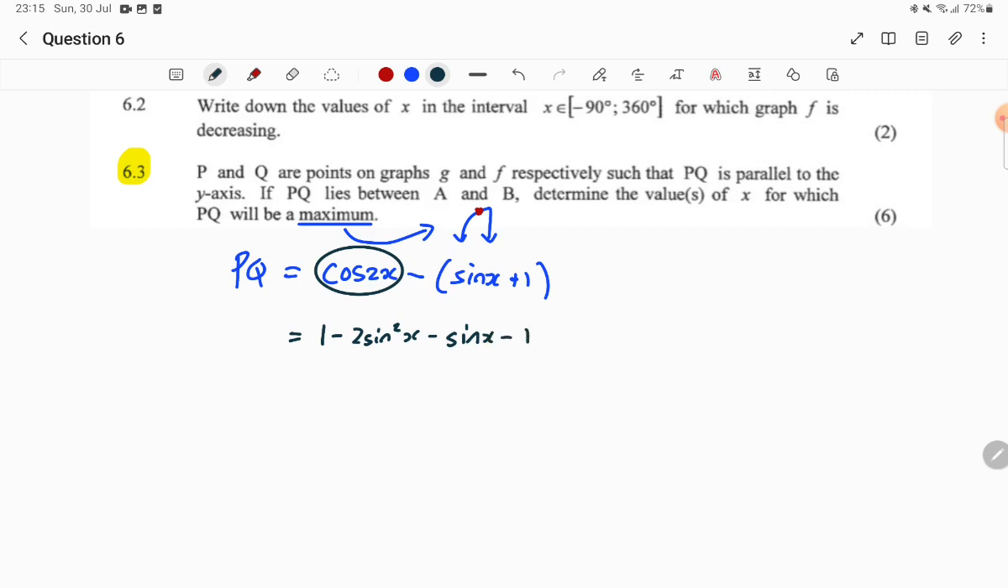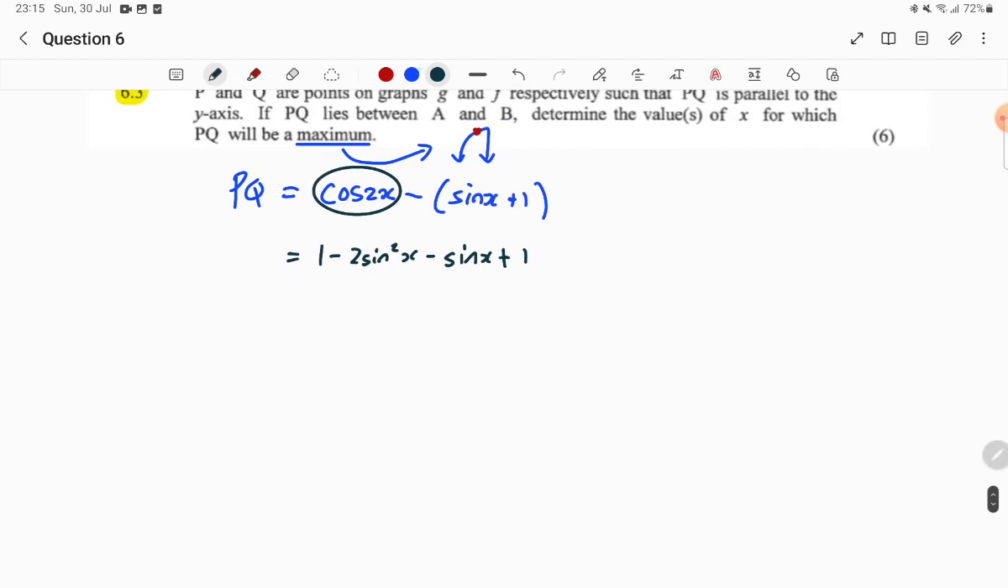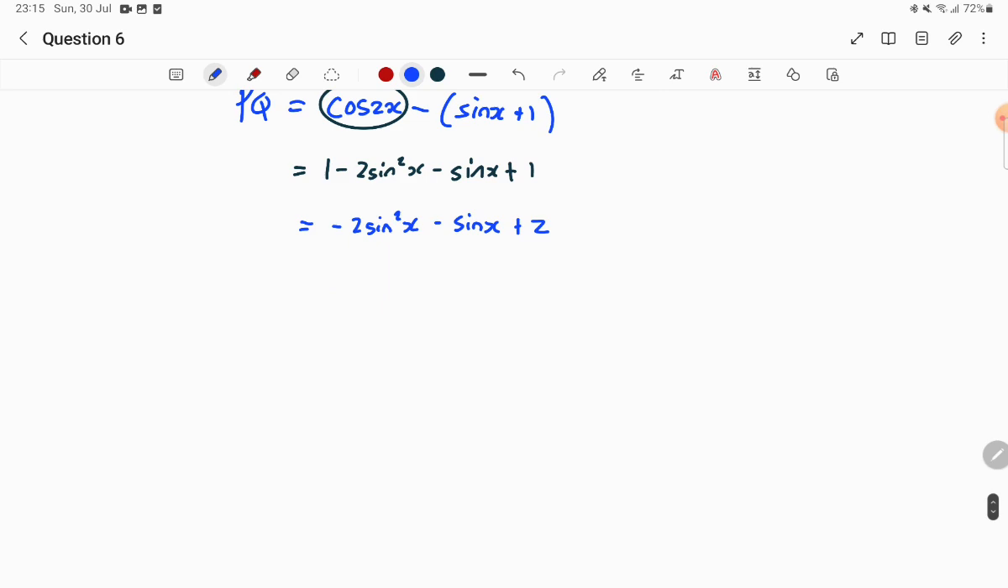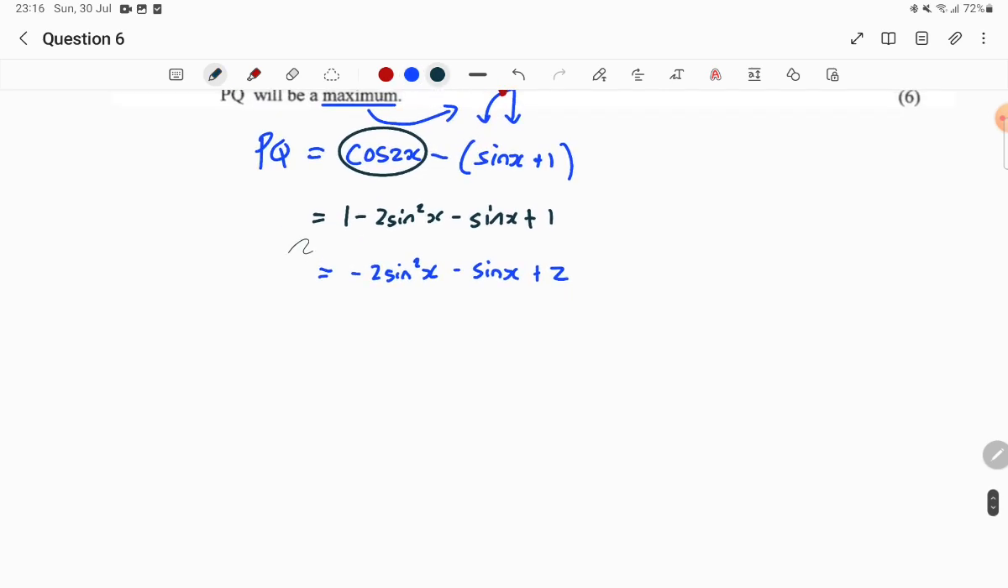And that helps us because before we had cos and sine, now we have the same trig function, and this allows us to have a quadratic trig function, which is what they want us to find. So then our equation becomes minus 2 sine squared x minus 2 sine x plus 2. And then that is our quadratic.